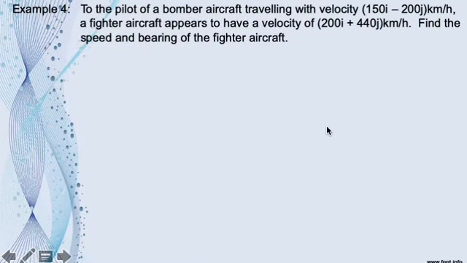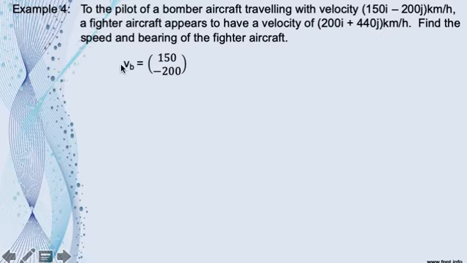Okay. Example 4. To the pilot of a bomber aircraft traveling with velocity, so we're back to components now, 150i + 200j, a fighter aircraft appears to have a velocity of 209i + 440j. Find the speed and the bearing of the fighter aircraft. As we've worked out already, it's usually a lot nicer to be given component vectors, as it's easier to add our i's and j's rather than trying to work out cosine rules and angles and things like that. So it's nice to be given a question like this.